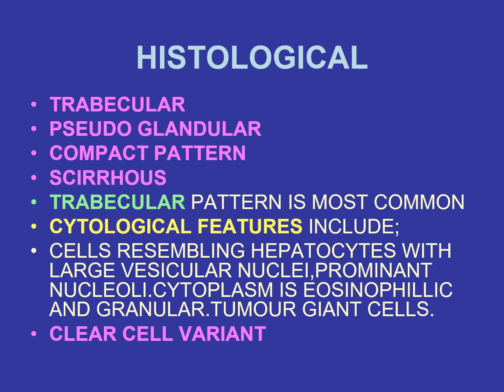The cytological features, the cells resemble hepatocytes in the well differentiated one. In the poorly differentiated they may not be quite similar, and they have large vesicular nuclei, prominent nuclei, cytoplasm is eosinophilic and granular, and tumor giant cells may be seen. And finally, the clear cell variant, this is the one because of the high content of glycogen in the cells which gets cleared off in the process of processing these for histopathology, so they appear as clear cells.